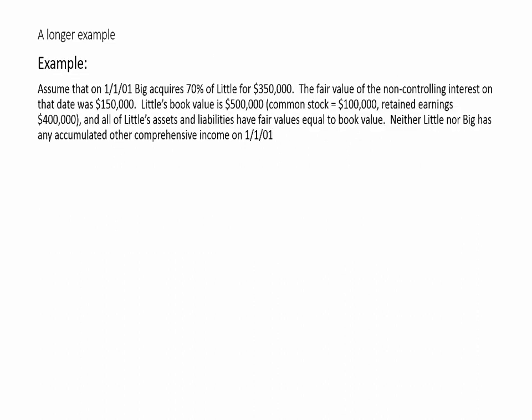So we have our example. Once again, Big, as always, acquires 70% of Little for $350,000. The fair value of the non-controlling interest on that date is $150,000. Little's book value is $500,000, common stock $100,000, retained earnings $400,000, and all of Little's assets and liabilities have fair values equal to book value, so there's no differential. Neither Little nor Big has any accumulated other comprehensive income on January 1st, 2001.